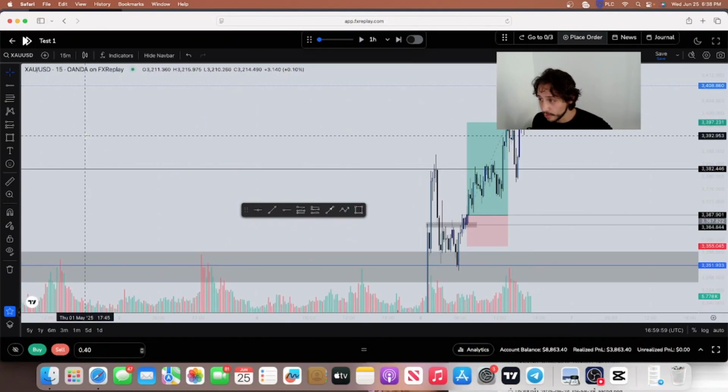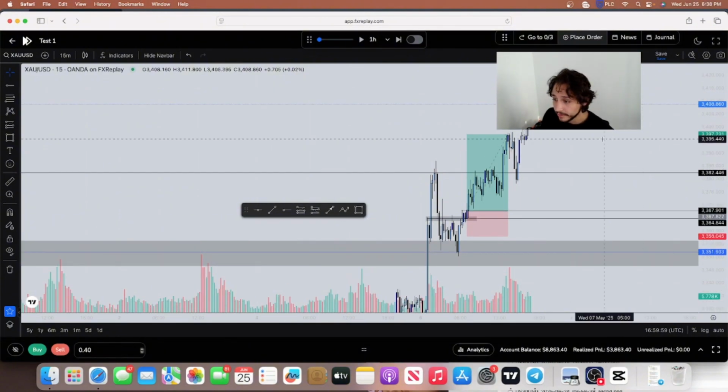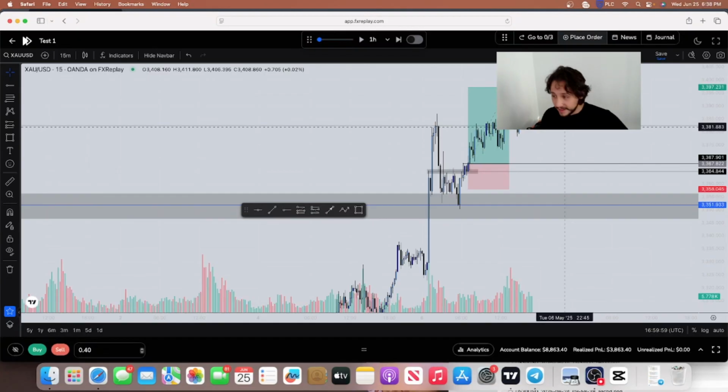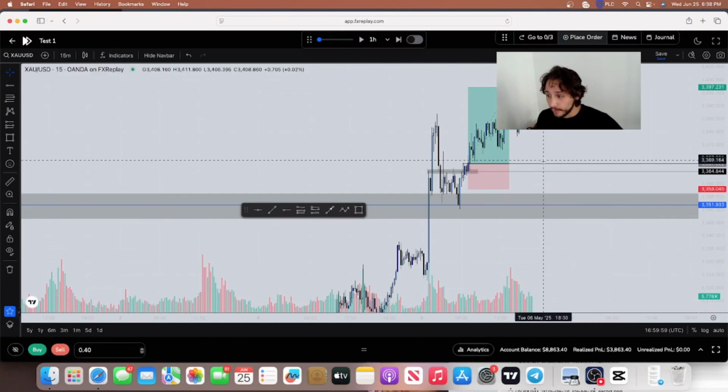So we're doing 3 wins. We're up $3,800. So the account balance is sitting at 8,863. This is great. Literally the same exact strategy that I use every single time whenever I'm trading the markets.